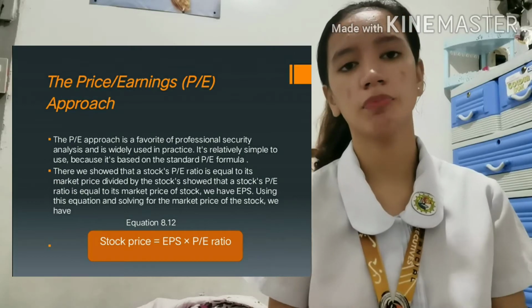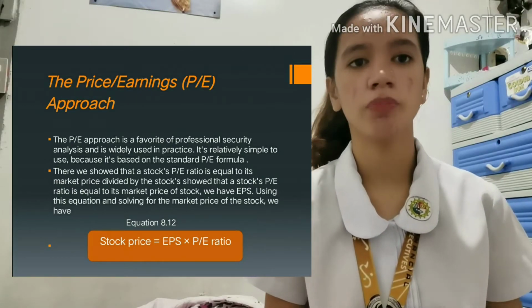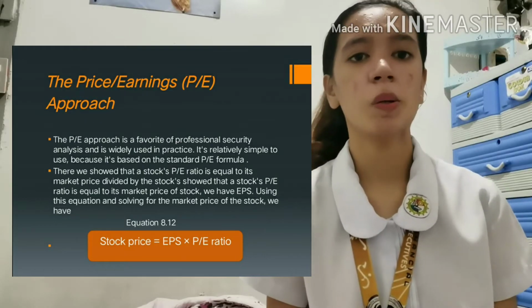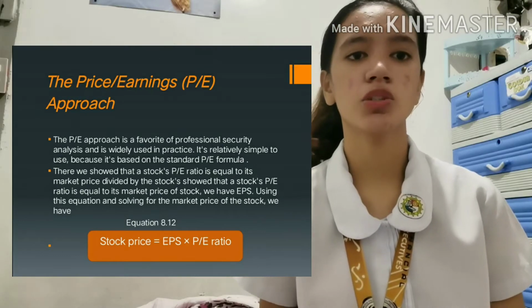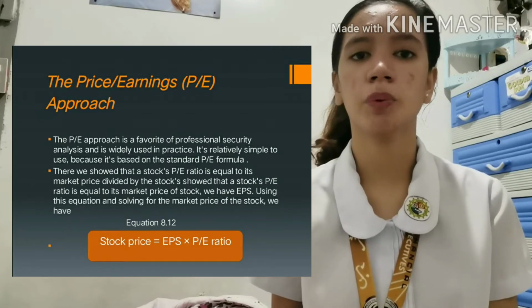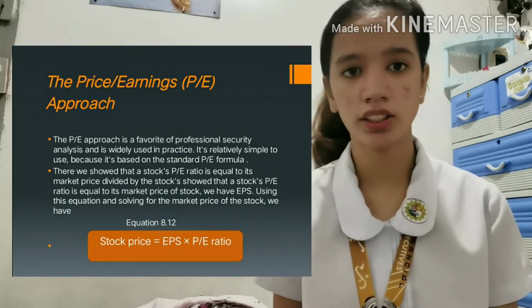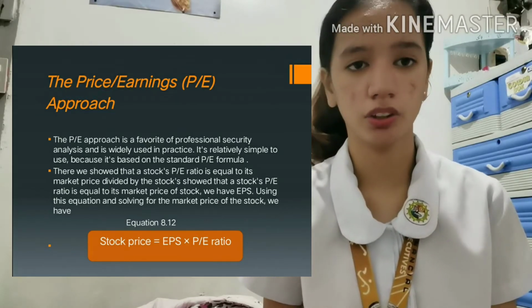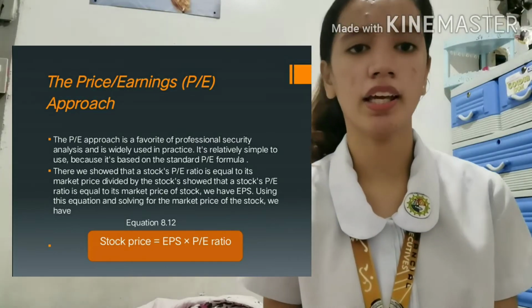Next is yung price earning approach. Ito yung tinatawag na intuitive approach or yung alternative approach of the stock valuation. The price earning approach is a favorite of professional security analysts and is widely used in practice. Using this equation and solving for the market price of the stock, we have the stock price is equal to EPS times price earning ratio. Along with the EPS, we now have the price earning ratio we need to compute the price at which the stock should be trading.